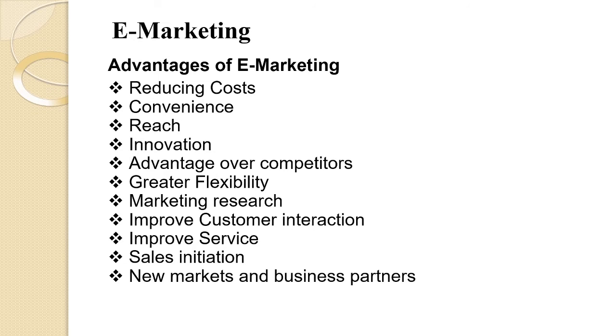Convenience. When you want to advertise door to door, it is possible only between 10 to 4. When you want to advertise through symposia, it is possible only on a particular day or particular time. But here, whenever the customer or viewer has the time, he can visit your website, read about your product profile and browse whatever information is related to the product he wants to buy. So, there is no time bound. E-marketing is 24/7 and reaches each and everyone. Then innovation.